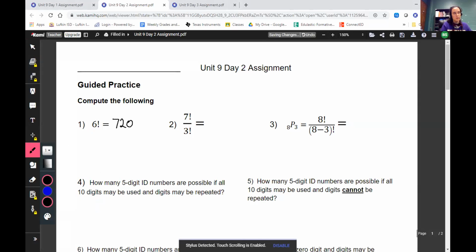Our next one, we want 7 factorial divided by 3 factorial. Again, you could do 7 times 6 times 5 times 4 times 3 times 2 times 1 over 3 times 2 times 1, or 7 factorial over 3 factorial. And we get 840.